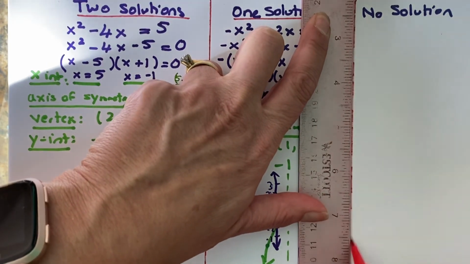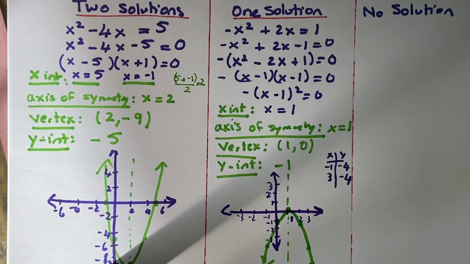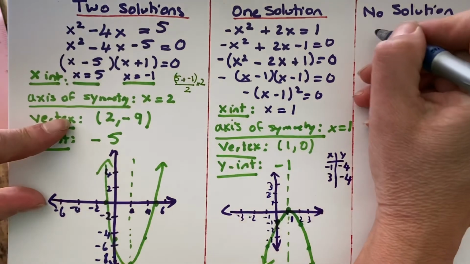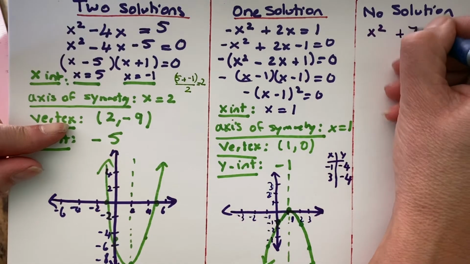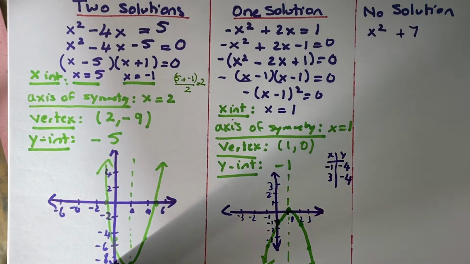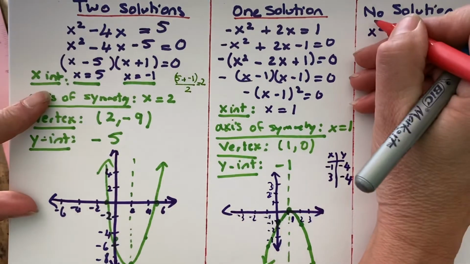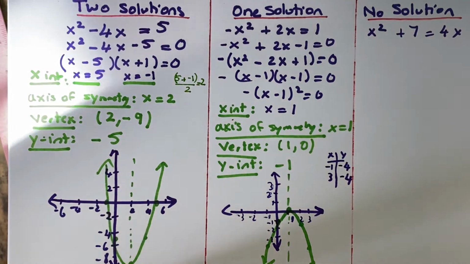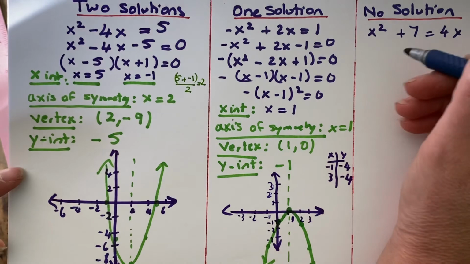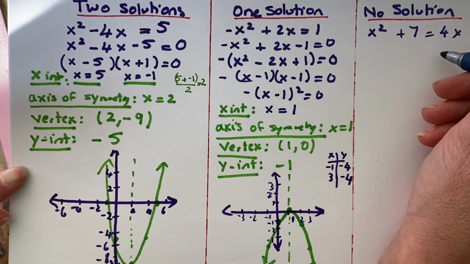What does no solution look like? Well, they gave us an example of something that really truly doesn't work. And fortunately, because of that, it's going to be a quick one. x squared plus 7 equals 4x. Well, the first thing we need to do is, again, put it in proper standard form, right? This is not an ax squared plus bx plus c form, and we need to make it that way and set it equal to 0.